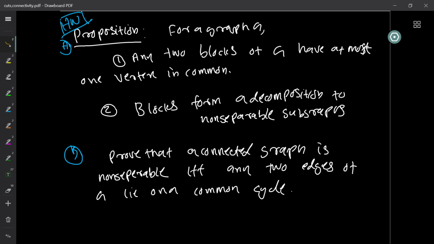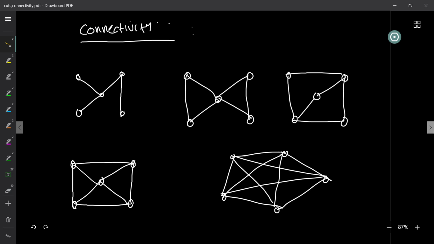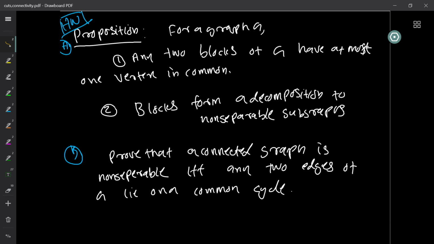Second question is to prove that a connected graph is non-separable if and only if any two edges of the graph lie on a common cycle. So we earlier proved that for a graph without a cut vertex, except for the single edge, any two vertices lie on a cycle. Now show that for a connected graph which is non-separable, any two edges also lie on a common cycle.